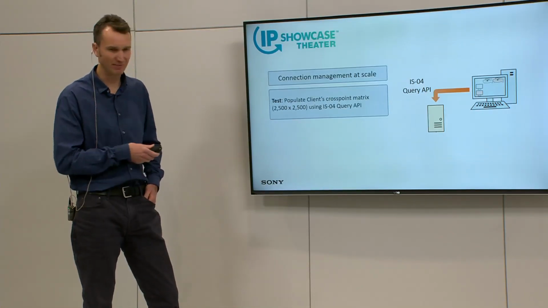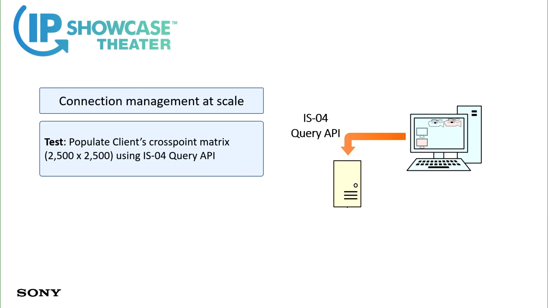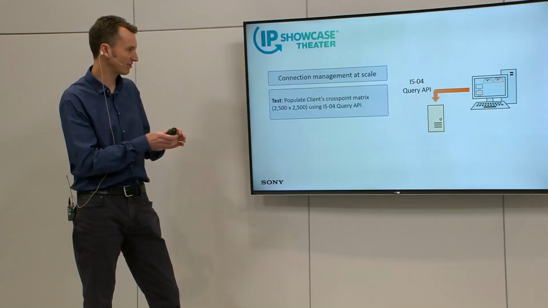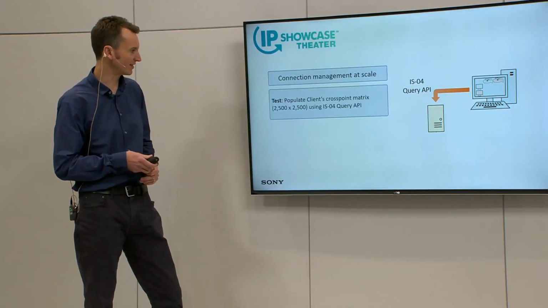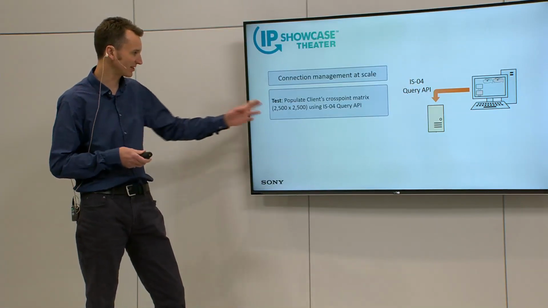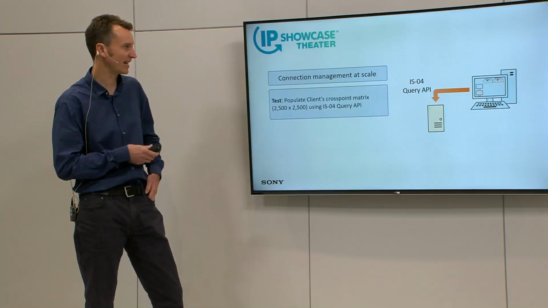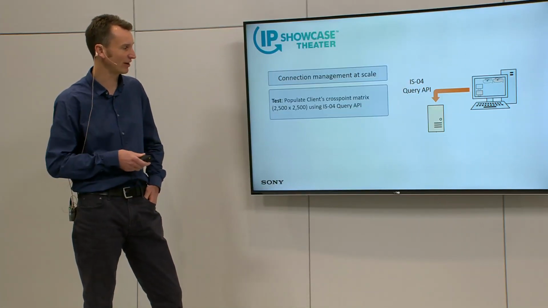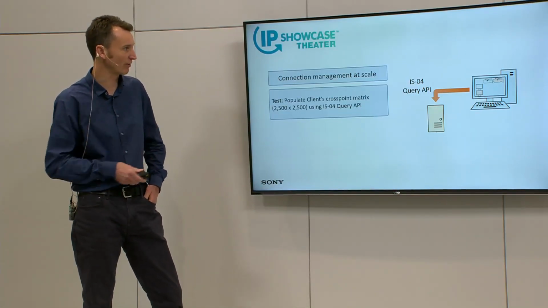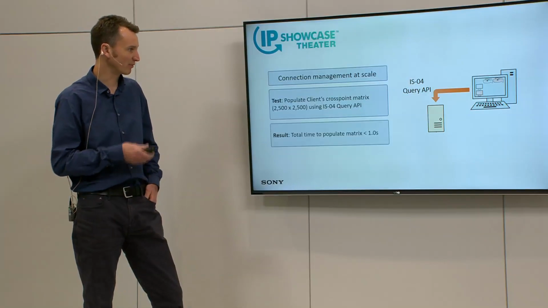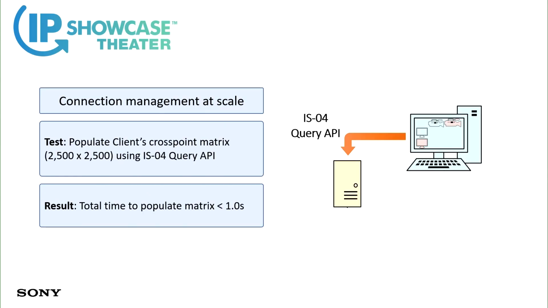The final result I'm going to talk about today is connection management at scale. Before you can start connecting things, though, the client has to get its list of resources from the registry using the IS-04 query API. So going back to our full number of nodes, the 2,500 nodes, so that's 2,500 senders and 2,500 receivers, how long does it take to populate the clients using the query API? Well, we found with some optimizations, we could get this down to less than a second.